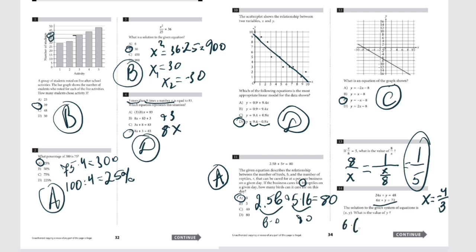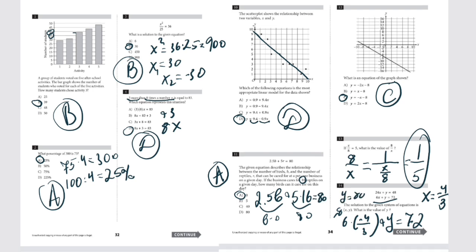6 times negative 4 divided by 3, which is minus 8, plus y is equal to 72, then y will be 80 here. So we found that the x, y pair that satisfies this equation is minus 4 divided by 3 for x, and 80 for y. We are asked to find y, so y is 80. So the answer is 80.